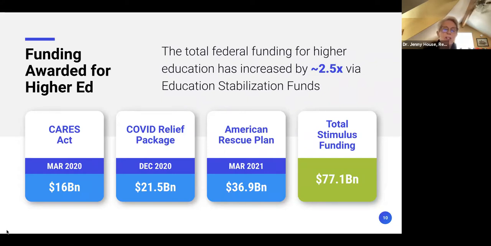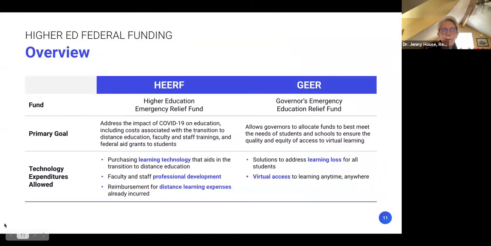So the total stimulus funding is 77.1 billion. So let's look at this. There were really two sources. One is the Higher Education Emergency Relief Fund. So the primary goal, as I said before, is the impact of COVID on education, including the costs associated with the transition to distance education, the faculty and staff trainings, and federal aid grants to students.